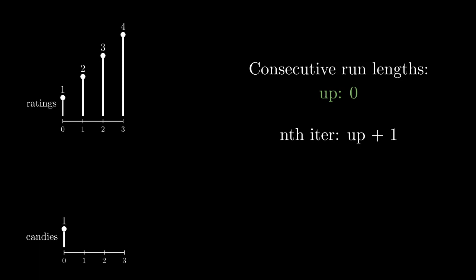We create a variable named up to store the current number of consecutive elements where the difference between the current element and the previous element is positive. In other words, we're keeping track of the run length of increasing elements. Now, observe that the nth element of the candies array can be calculated using the formula up plus 1. Let's iterate through the ratings array to demonstrate this formula.